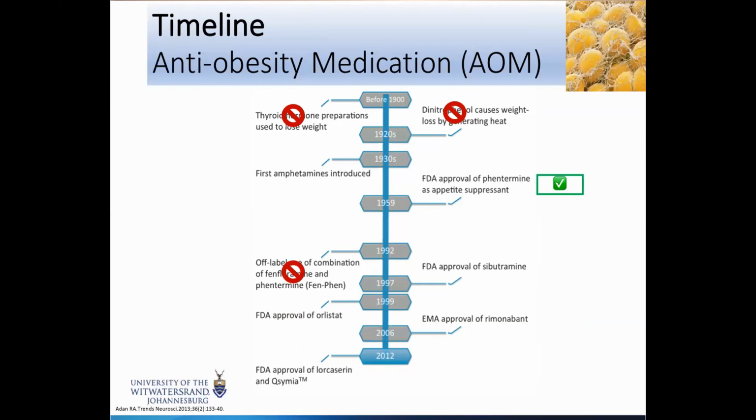Fen-phen, or fenfluramine, which many of you may have used in the past, was taken off the market in 1997 because of pulmonary hypertension and valvular heart disease. Sibutramine was also withdrawn and taken off the market in 2010 because of cardiovascular events, specifically heart attacks and strokes. Rimonabant was taken off the market because of mental health adverse events, specifically suicidal ideations and depression.